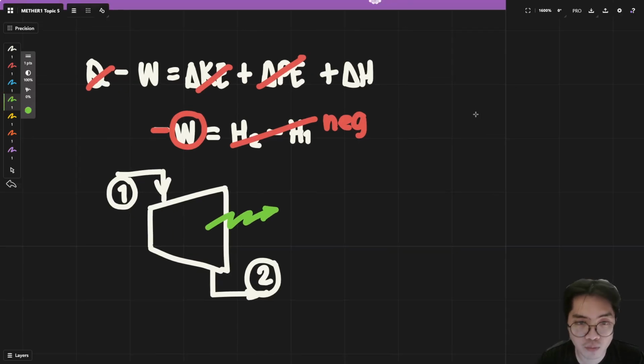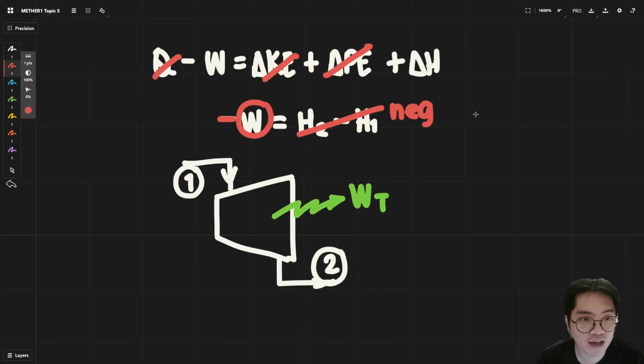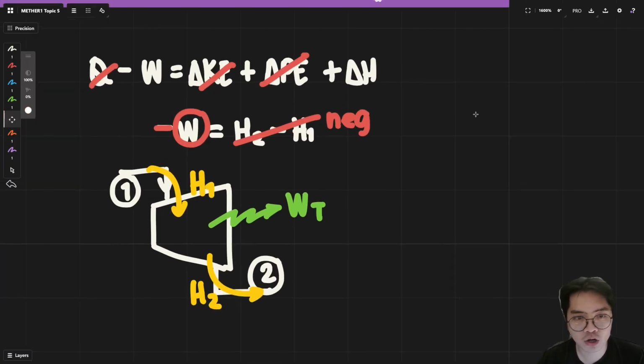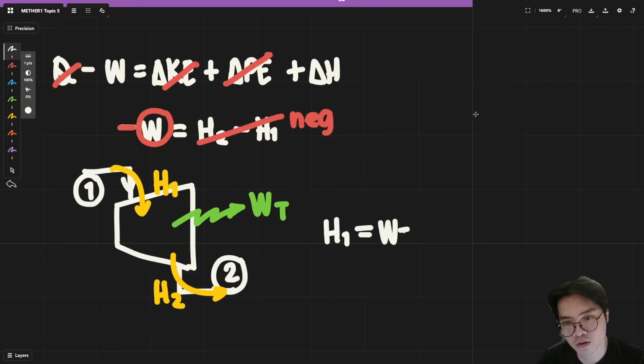That is what my work is. So that is work of turbine. And now notice, whatever goes in, so that is H1, must come out, which is now H2. So whatever goes in, H1, has to come out: work of turbine plus H2.